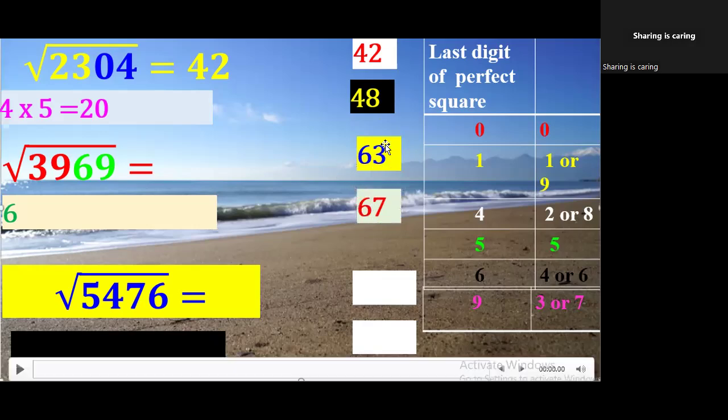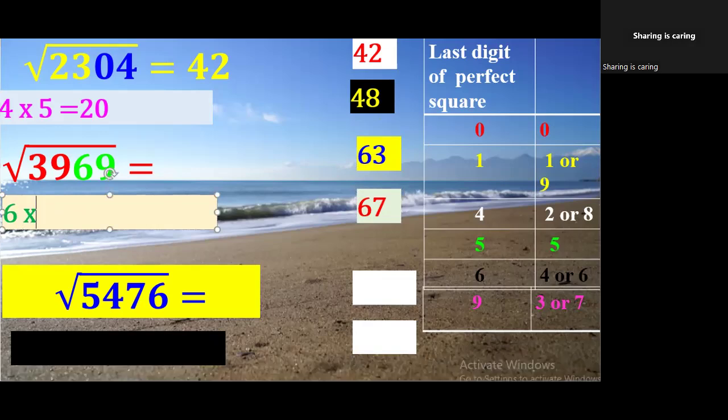Then how do I identify whether the number is 63 or 67? The next step: you need to multiply this 6 by the next number, which is 7. 7 times 6 is 42. Now we compare 39 with 42. If 39 is greater, then you take the larger number. If 39 is less, then you take the smaller number. Now, 39 is less than 42. Therefore, you need to take the smaller number, so it should be 63.